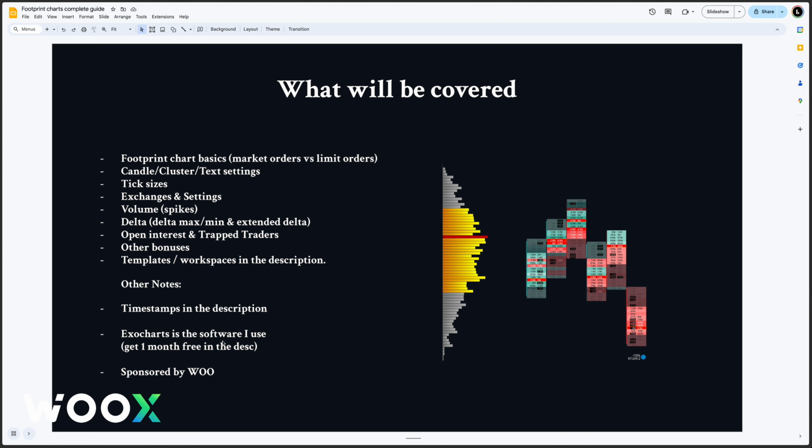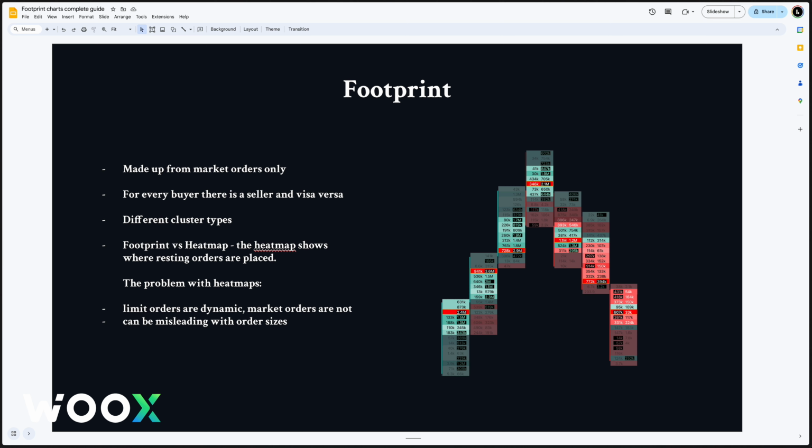So yeah, let's get on to it. Look, this is a great start. Footprint. What you will be seeing within this video mainly is going to be made up of market orders, only market orders, right?